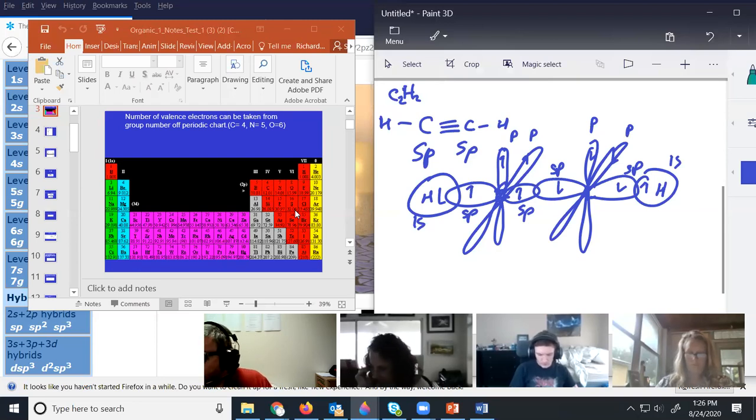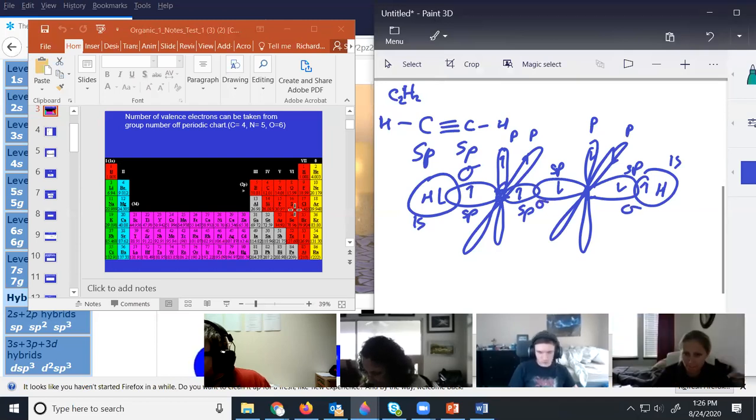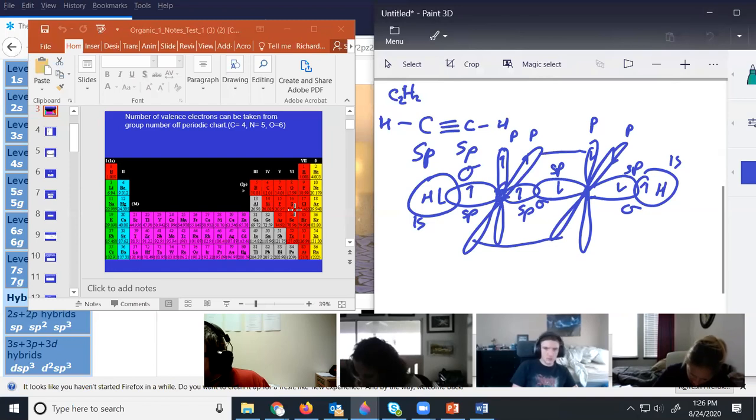All right, let's put in those orbital types. This one's sigma, this one's sigma, and this one in the middle here is sigma. Between the two SPs, they're all sigma bonds. And then we're going to have two pi bonds. We're going to have one here at the back, and then one here on the bottom.